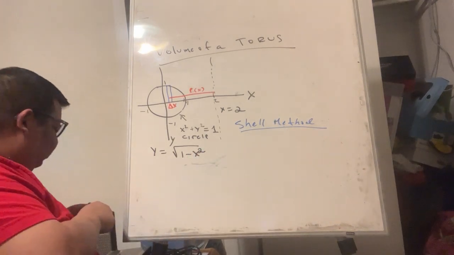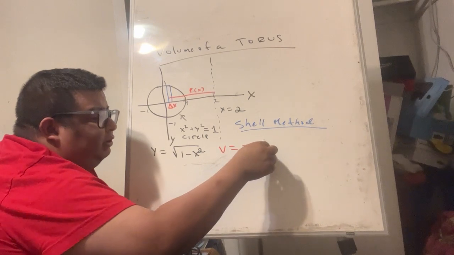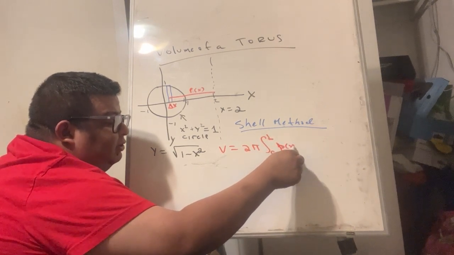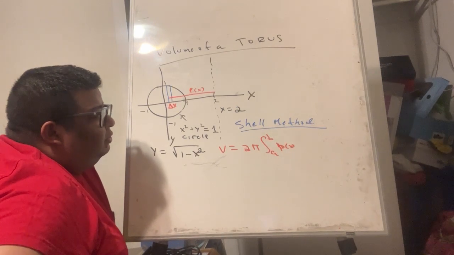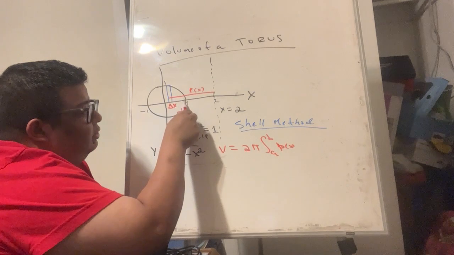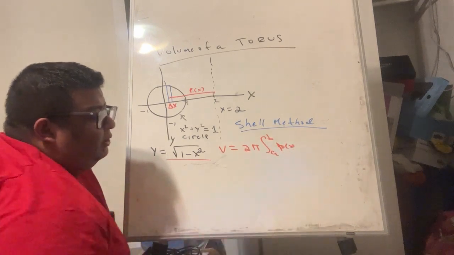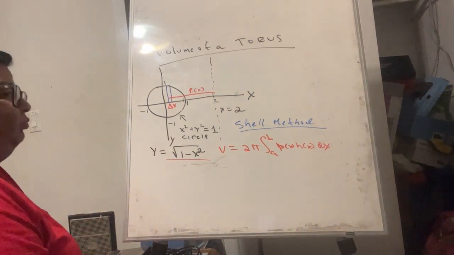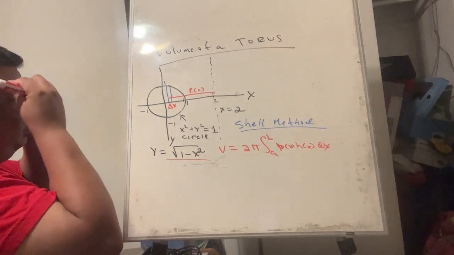And now we know that the volume using the shell method is going to be: volume is equal to 2 pi times the integral from a to b of p of x times h of x dx. Okay.